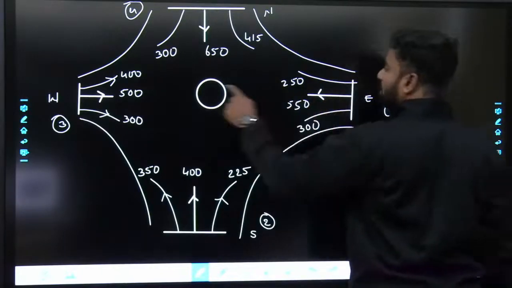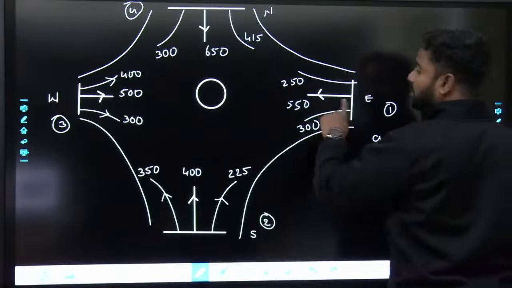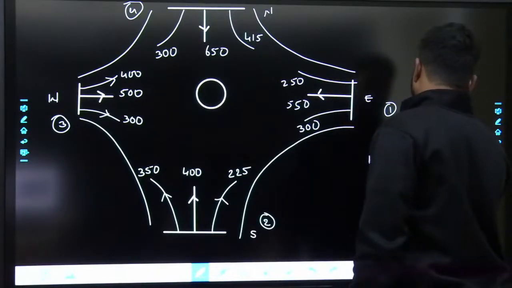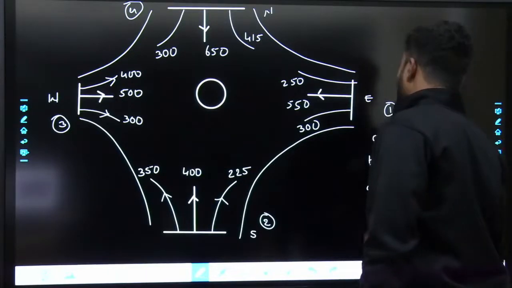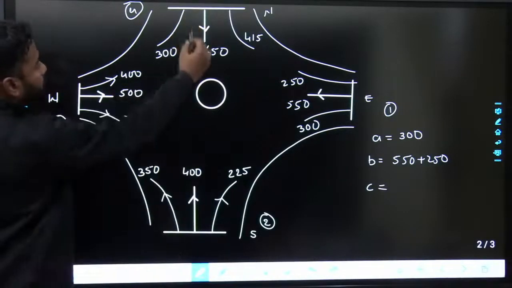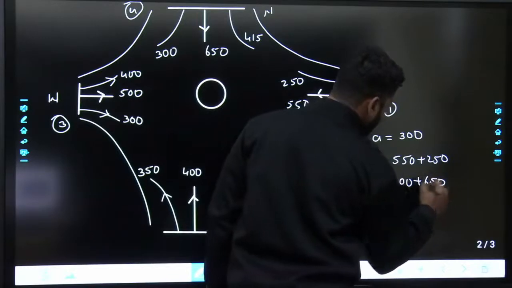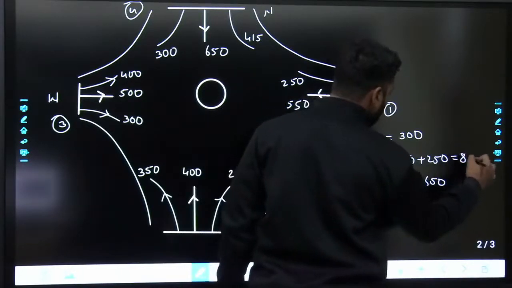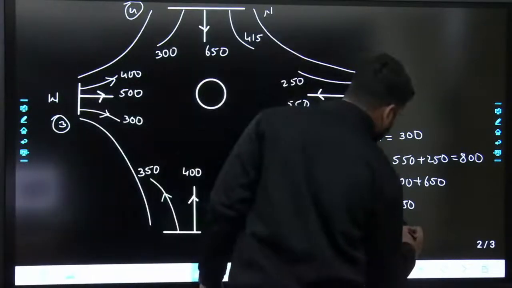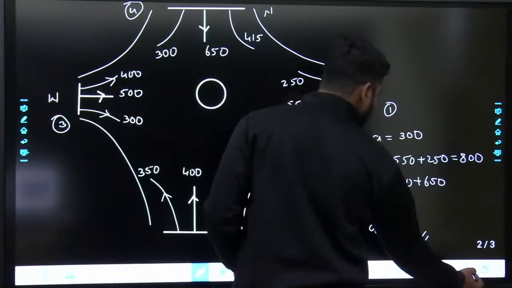B would be entering from 1 leaving through 3, and entering from 1 leaving through 4. So that is 550 plus 250. C equals entering from 3 leaving through 2 and entering from 4 leaving through 2, that is 300 plus 650, which equals 950. This one is 800, and the last one is D, entering from 4 leaving through 3, that equals 300. Simple.